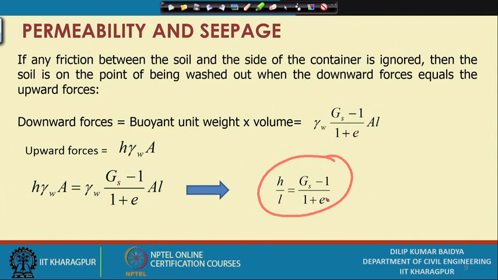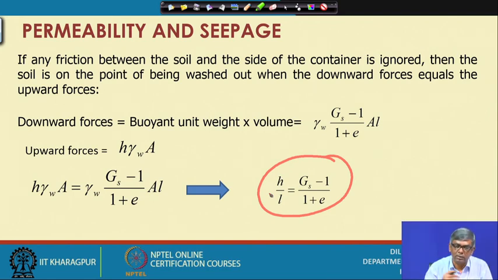This is a very important relationship between hydraulic gradient, specific gravity and void ratio. Once you know the specific gravity and void ratio of the soil, one can find out the critical hydraulic gradient, and that is the guideline: the hydraulic gradient has to be less than this. That has to be satisfied.